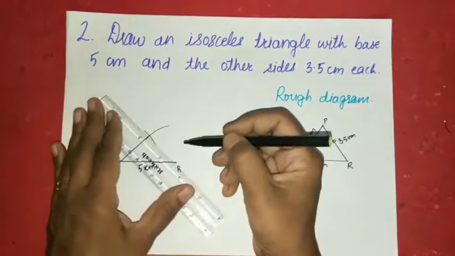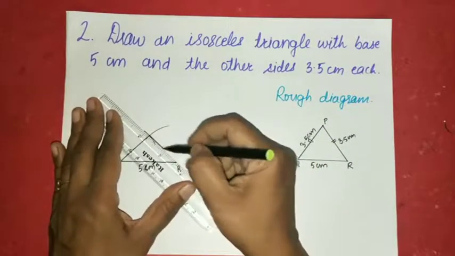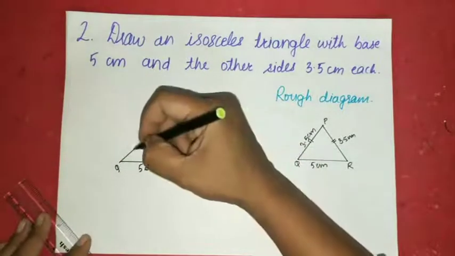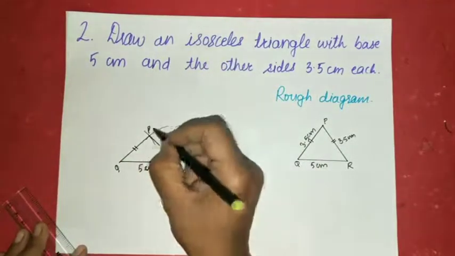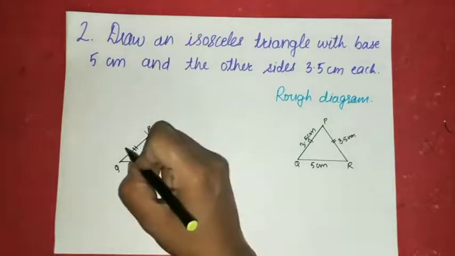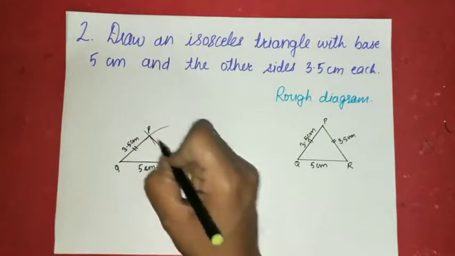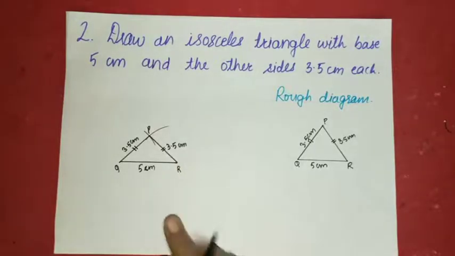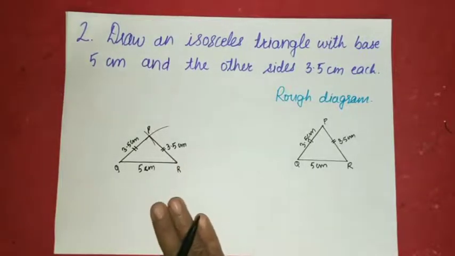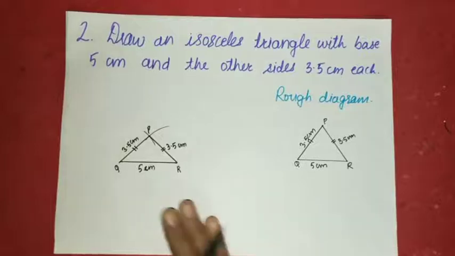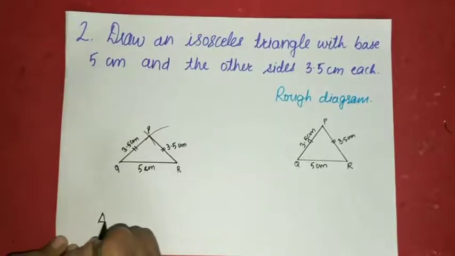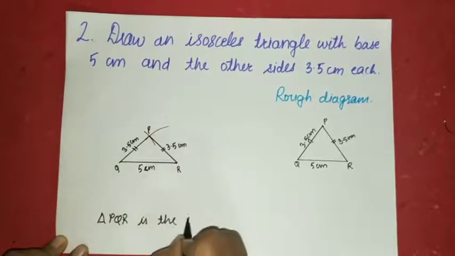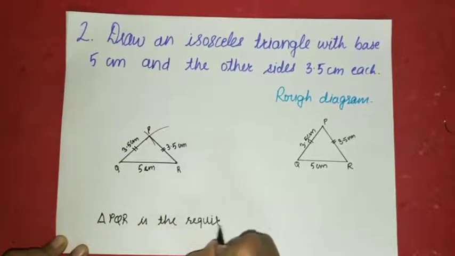Here, after drawing, we have to put the symbol of congruency. Put the symbol of congruency here like this. Give the name here P. Both the segments are of 3.5 cm. So we will write their measure beside the segment. Now here we have completed the construction of isosceles triangle PQR. So we will write it here: triangle PQR is the required isosceles triangle.